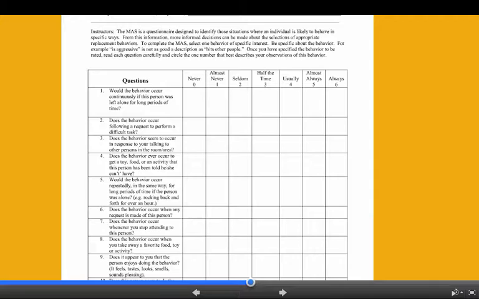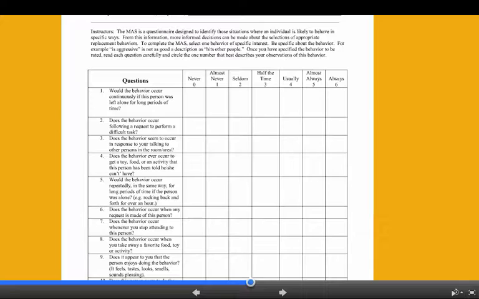So let's look at the second question. Does the behavior occur following a request to perform a difficult task? If the answer is yes, if it's always, more specifically if we rate it a 6 again, then what that would tell us is that that individual may be escape motivated, or they may be trying to avoid demands. The demand could be removed, for example, by an individual. So that would be socially mediated negative reinforcement.